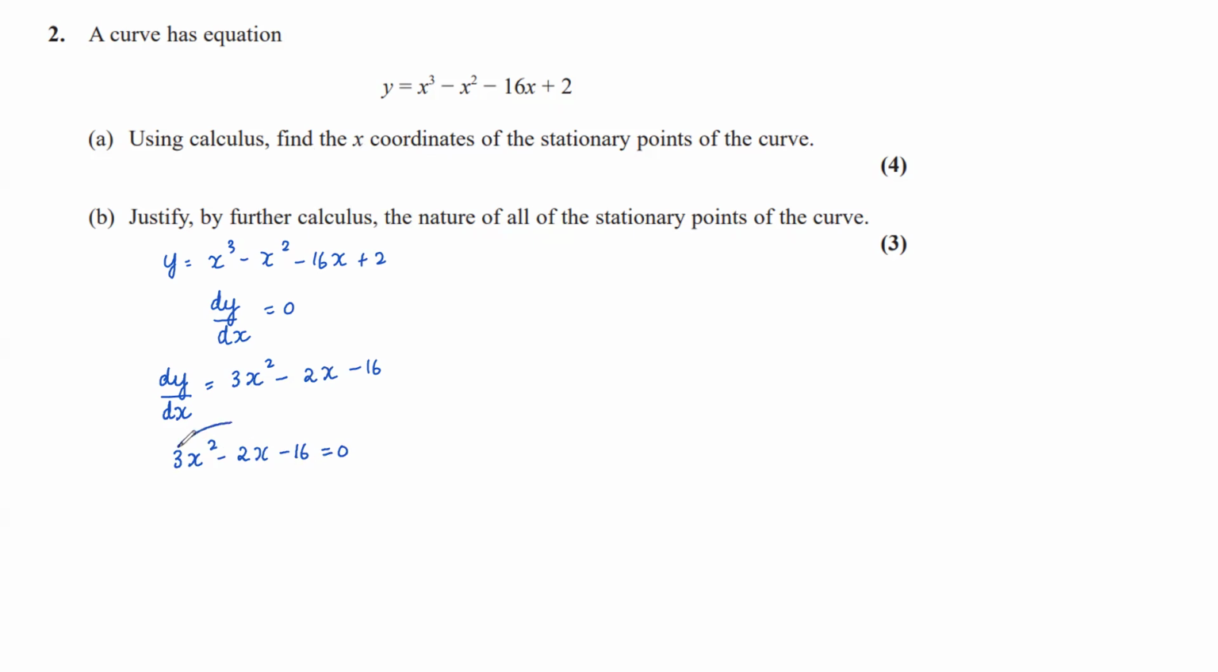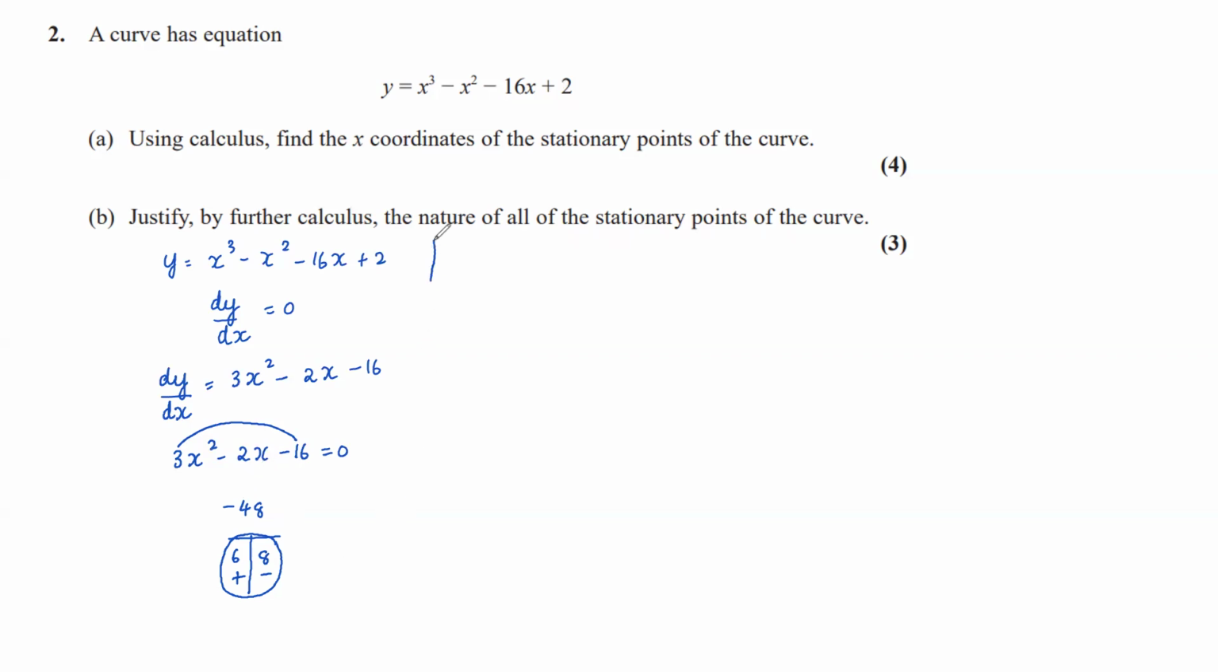So multiply 3 with minus 16. 3 into minus 16 is minus 48. So we need to find two numbers such that when we multiply, we get minus 48, and when we add them, it gives minus 2. 6 times 8 gives 48, and when we add both, it should give minus 2. So minus 8 and plus 6 will be the two numbers. Minus 8 into 6 is minus 48 and minus 8 plus 6 is minus 2.